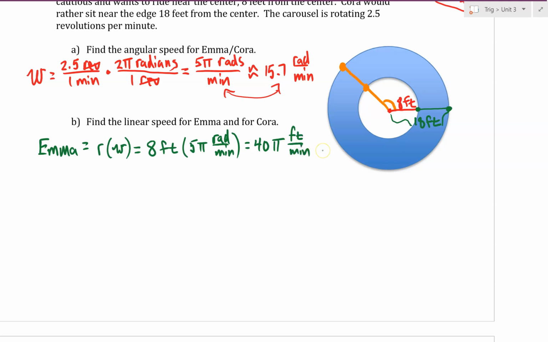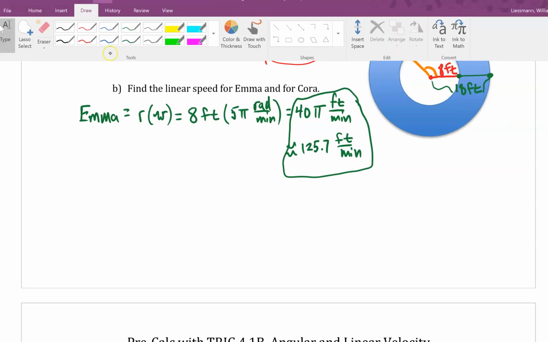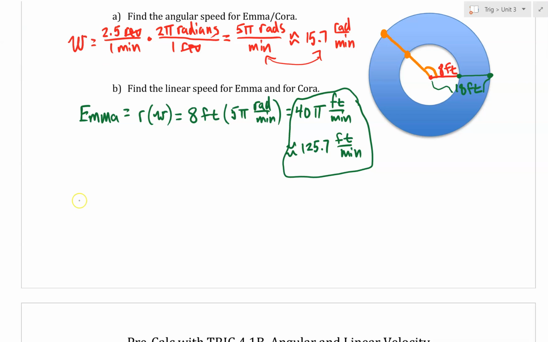Keep in mind, the word radian just simply means how many radiuses we laid down. There's no real pi for that. This would be equivalent to 125.7 feet per minute. So either of these two, depending on whether they want the exact answer or the decimal equivalent.